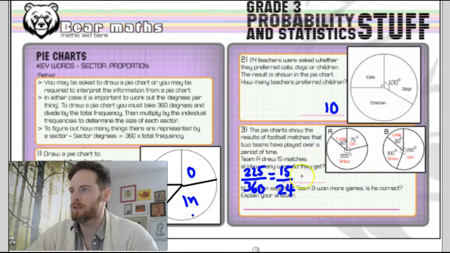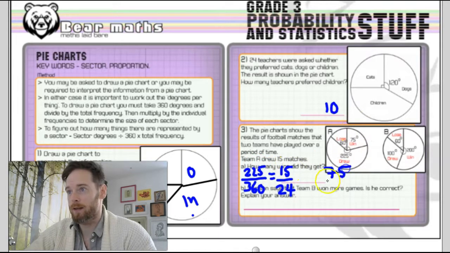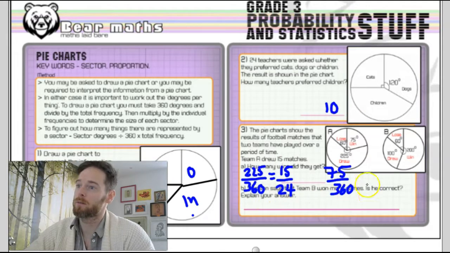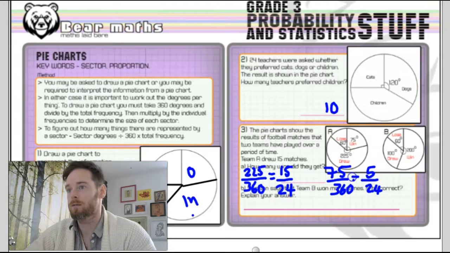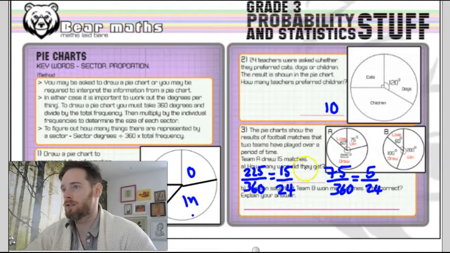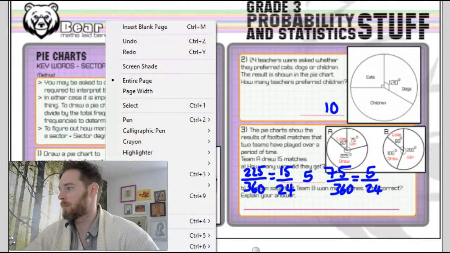It's not the end of the question yet, because we had to work out how many wins they got. So that's 75 degrees out of the 360 degrees. The good thing is, remember, we know we can divide our 360 by 15 to get 24. So we divide our 75 by 15 and we get 5. Okay, so we're doing the same thing again. It's just using the logic that we've just used twice, basically.